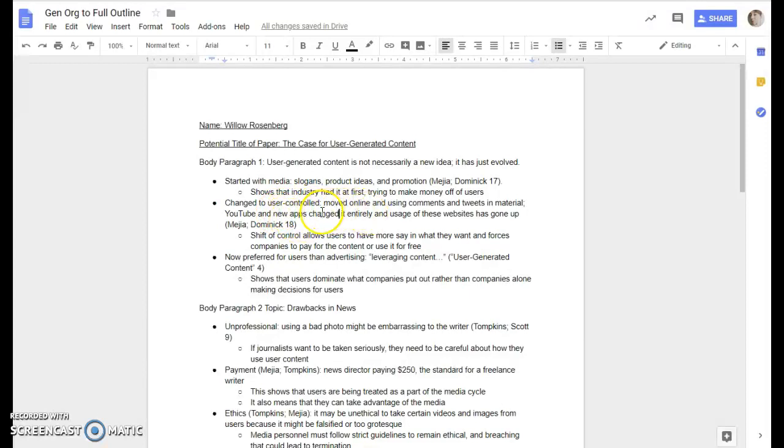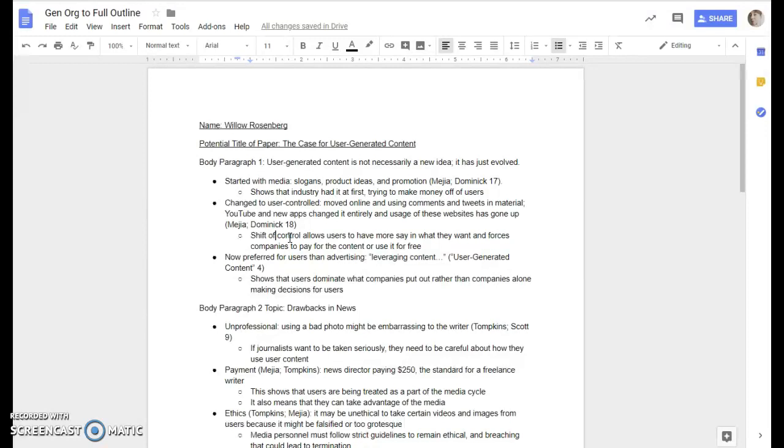I want to stress that it is okay if you maybe have 2 sentences back to back that are just facts, as long as you then have something here that explains it. So what's important about this? Well, the shift of control allows users to have more say in what they want and forces companies to pay for the content or use it for free.